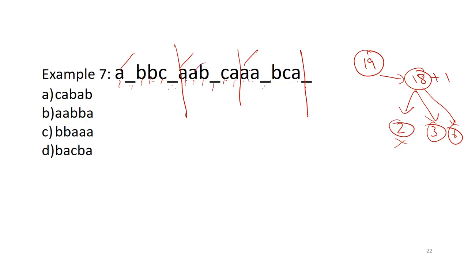Second term is A, so A should come here. Third term is B, so B should come here. And the final term here is A, so A should come here. And fourth term, B is here, so B should come here. And again, next series should start with A, so A I am writing here. So my answer should be A, B, B, A. Option B is the answer.